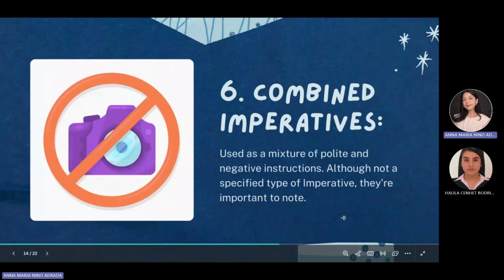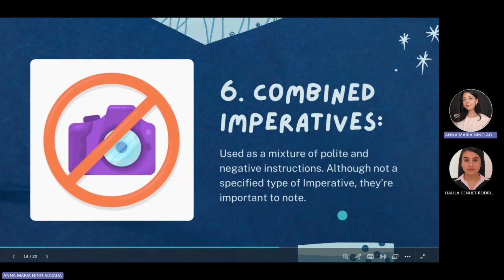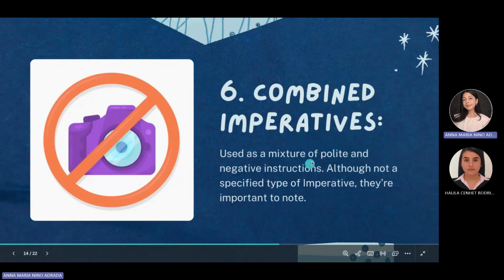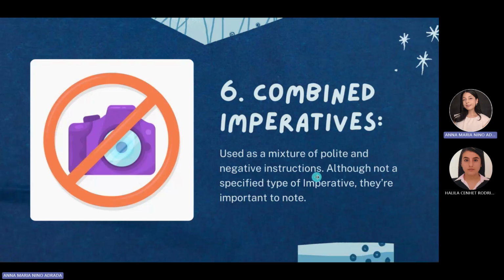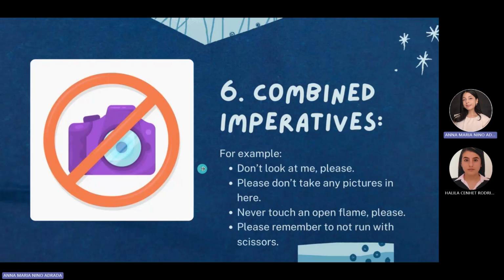Number 6, our last type, is combined imperatives. You can use it as a mixture of polite and negative instructions. Although not a specified type of imperative, they're still important to note in this section. So what do I mean? It is simply a negative and a polite, or a positive and a polite.